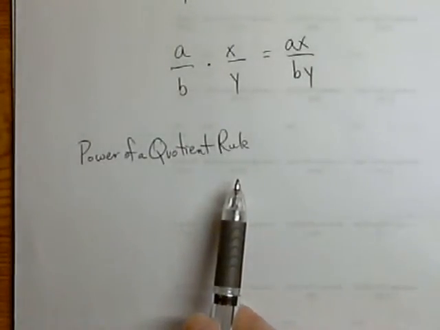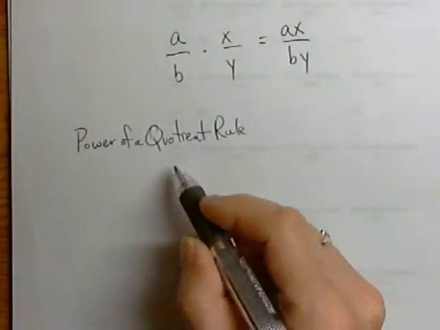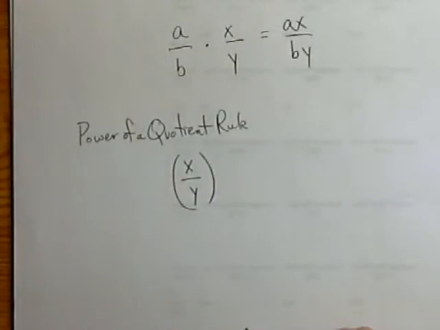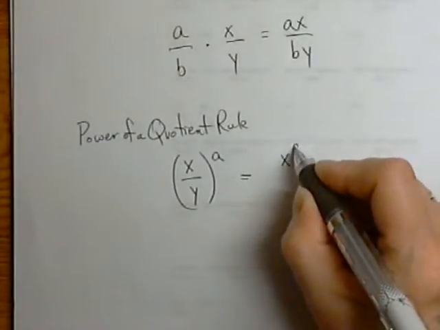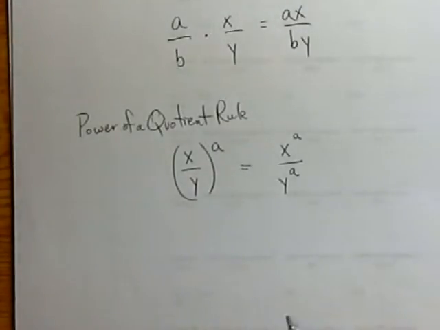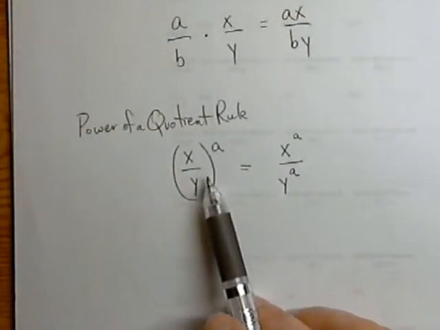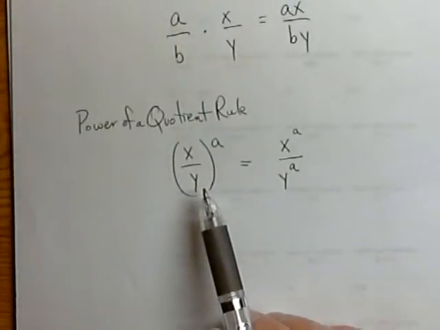So here's our first rule when dealing with a division problem that is raised to a particular power. The power of a quotient rule looks like this. x divided by y, raised to the a, raised to some power, is equal to x raised to the a divided by y raised to the a. So basically, we can say that our exponent distributes to both numerator and denominator. Do you see that?